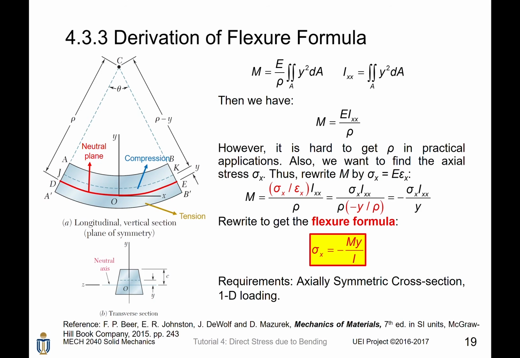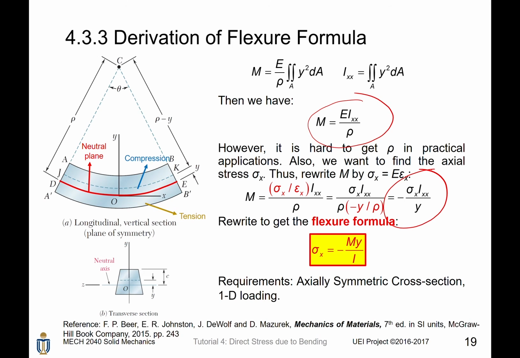Now combine those results, we have M equals EI divided by rho, but we know that we can express E in terms of sigma x divided by epsilon x, and epsilon can be further expressed as minus y divided by rho. Then you can get this equation. Notice that it is very hard to get rho in practical applications, so we seldom take it into consideration. So we want to eliminate it by other means. This is why we substitute E equals to this and epsilon x equals to this to get an alternative result.